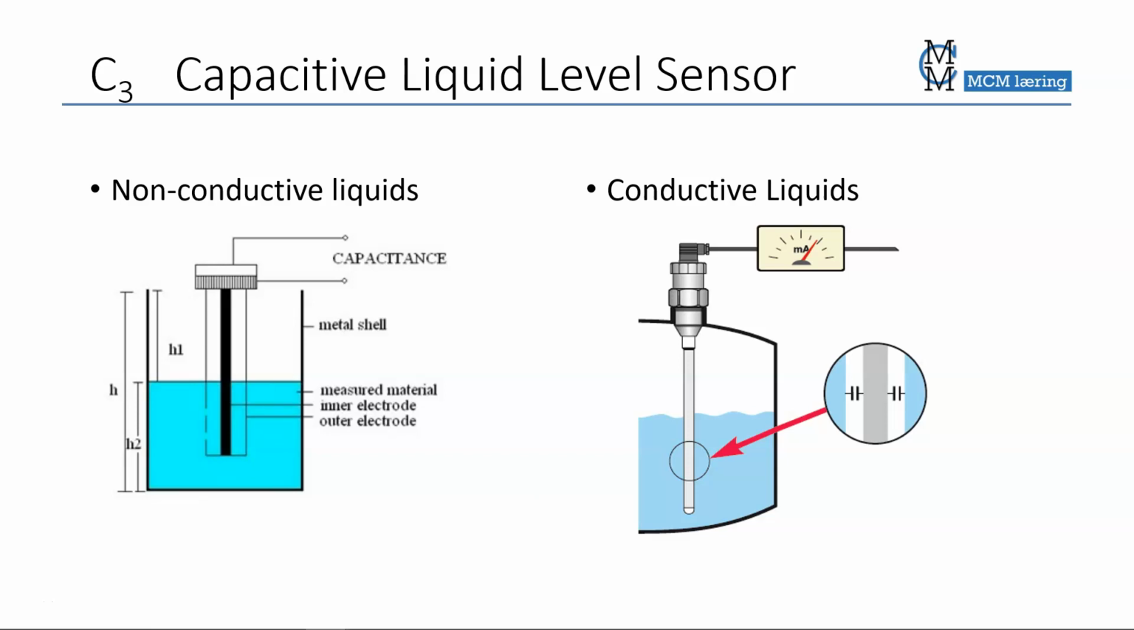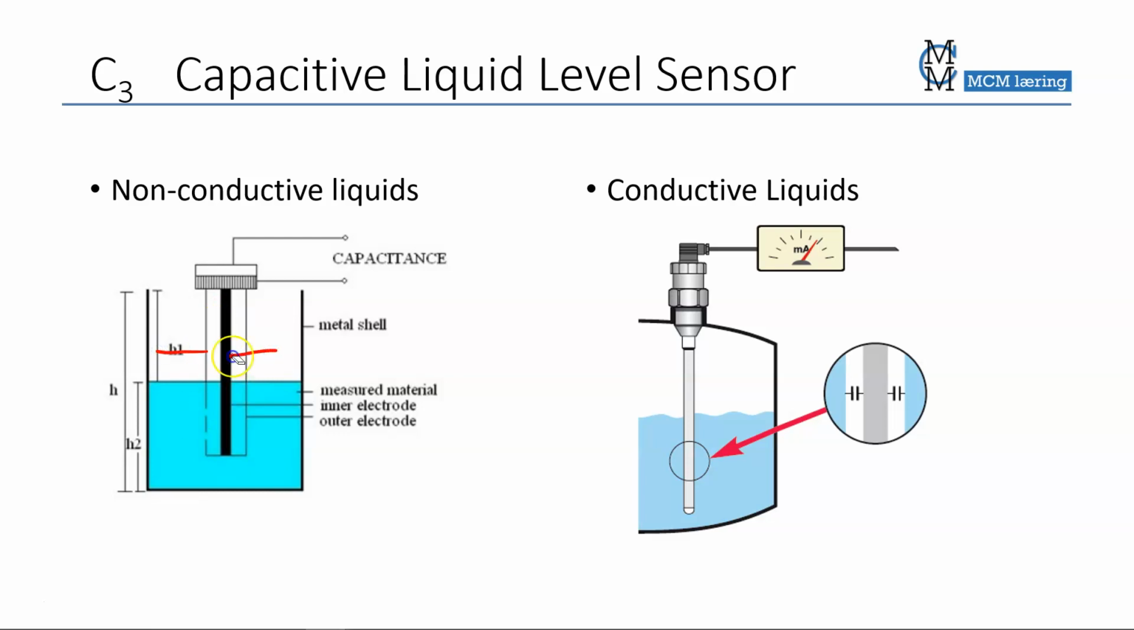One common application for capacitive sensors is the liquid level sensor. And you have two different versions here, one for conductive liquids and one for non-conductive liquids. If you have a non-conductive liquid, the capacitor is basically made from this area and this area. So this is the capacitor itself.